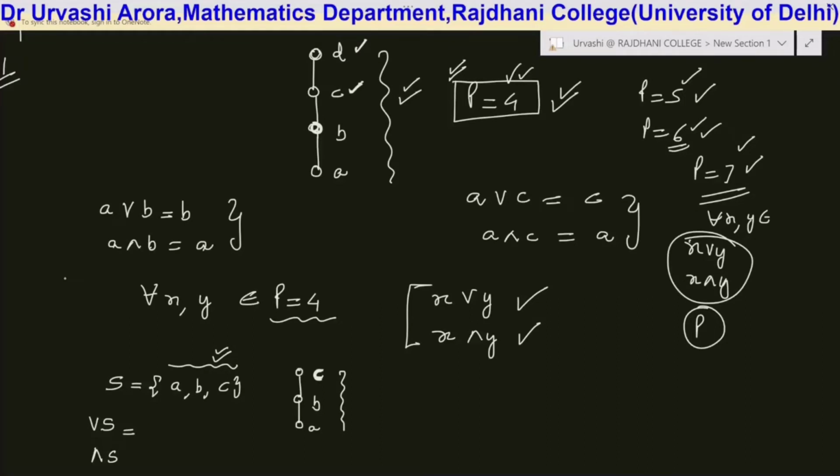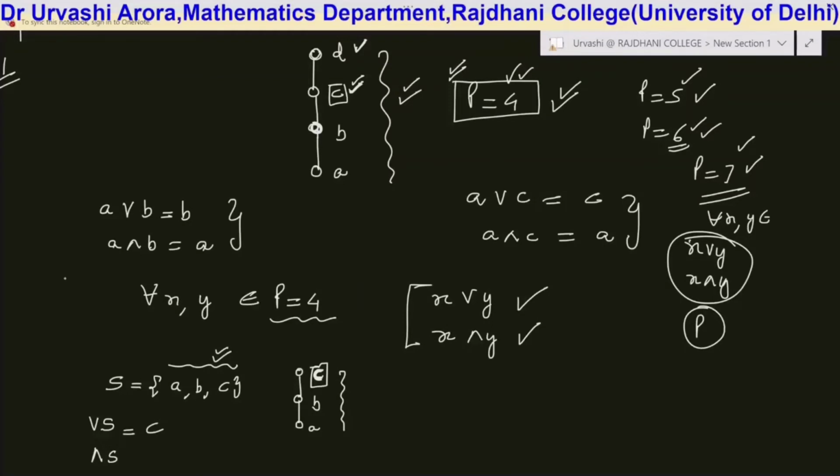So C and D are both upper bounds of the set S, but out of the 2, the one which is the least upper bound is C. So C is the least upper bound of these 3 elements A, B and C, or C is the supremum of S, or C is the join of S. So the join of S is C.